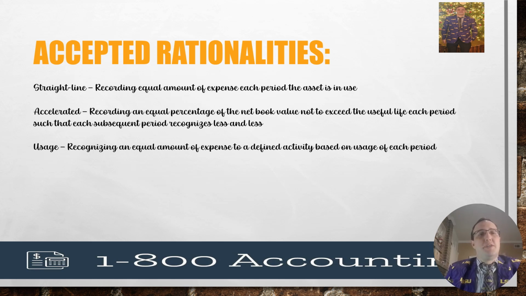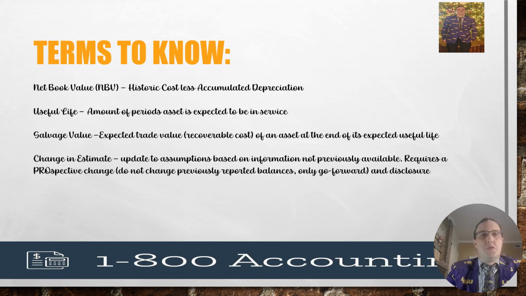For now, we're going to learn about straight line, which is just recording the equal amount of expense each period the asset is in use. We're going to learn about accelerated, which is recording an equal percentage of the net book value, not to exceed the useful life each period, such that each subsequent period recognizes less and less. We're going to look at the usage method, which is recognizing an equal amount of expense to a defined activity based on the usage of each period.